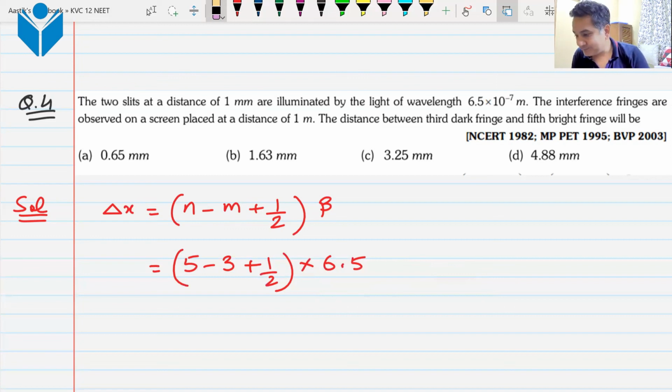Yes or no? Yes, sir. So 6.5 into 5 divided by 2. That is your answer.